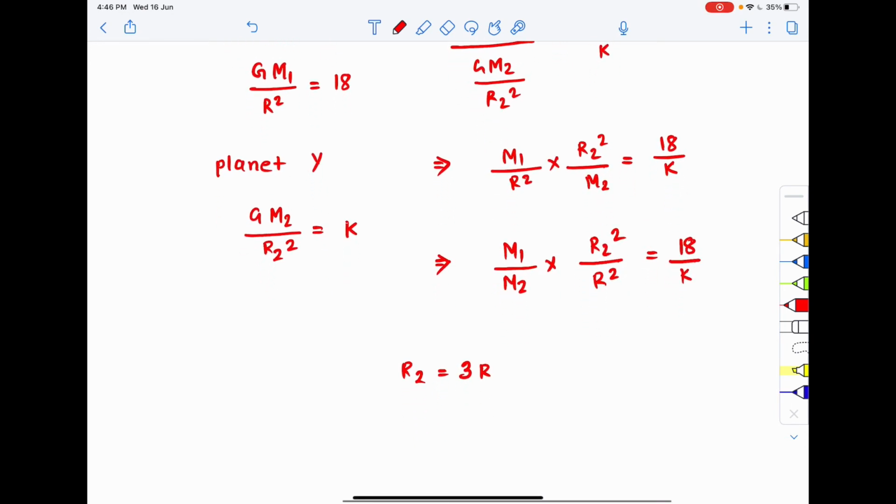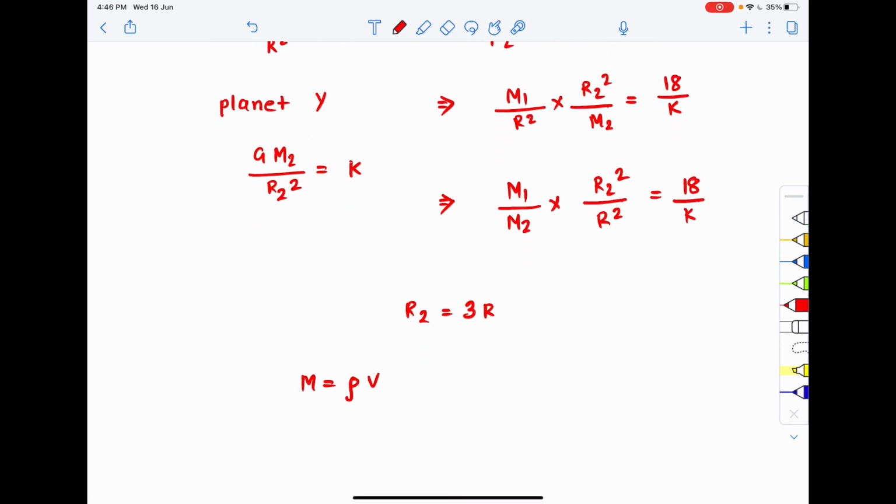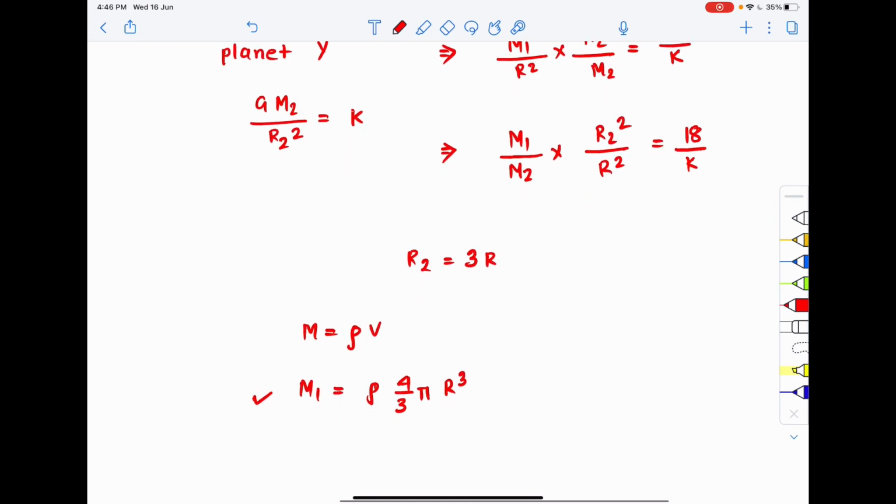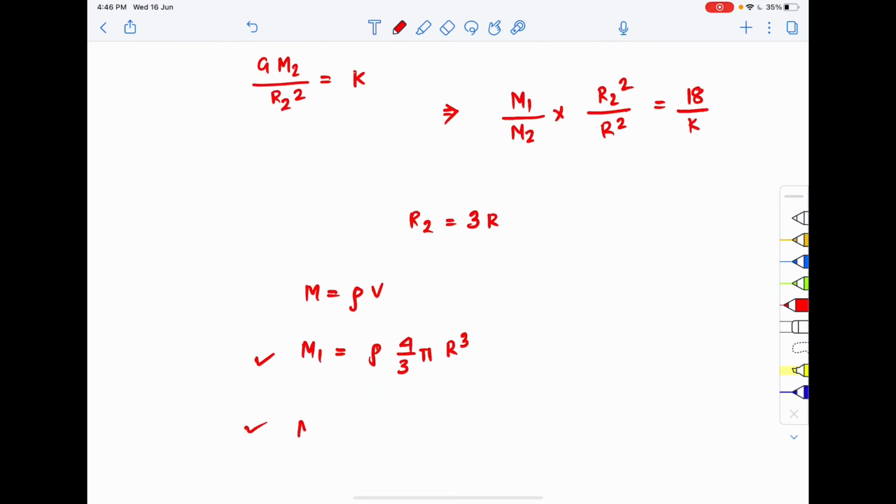And now we know that mass is actually rho into volume, right? So m1 is equal to rho into the volume of the planet. The planet can be assumed to be a sphere, so the volume of the planet will be 4 by 3 pi into r cube. For the planet X, m1 is equal to rho into 4 by 3 pi r cube, and for the planet Y, m2 would be equal to rho into 4 by 3 pi into r2 cube. And what is r2? r2 is 3 times r, so that means rho into 4 by 3 pi into (3r) whole cube.